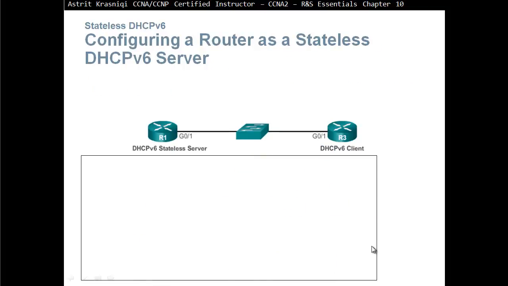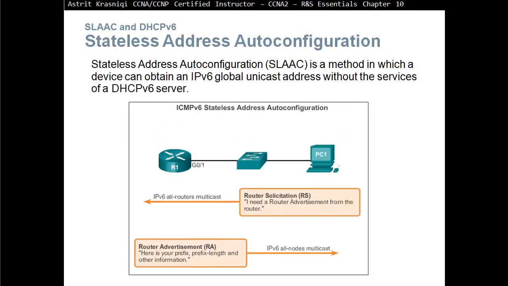To configure a router as a stateless DHCPv6 server: stateless means we don't have a DHCP server assigning addresses, we have a client who is going to create an IPv6 address itself using the router's prefix and its own MAC address. This is called EUI-64, where it puts FFFE in the middle. Because the MAC address is 48 bits, to make that 64 you add those 16 bits, and the 7th bit gets flipped.